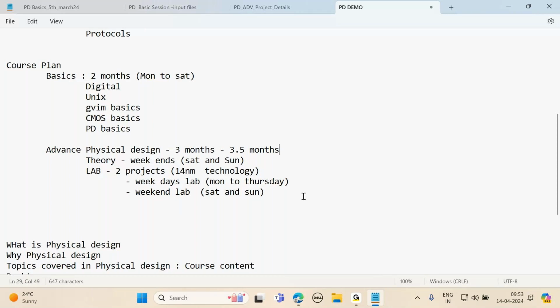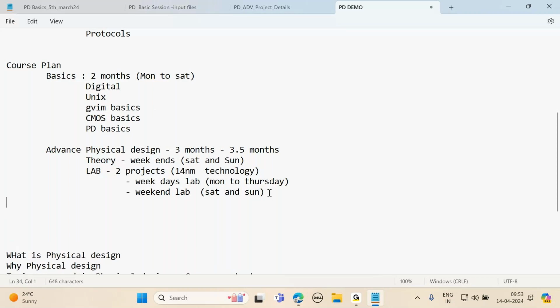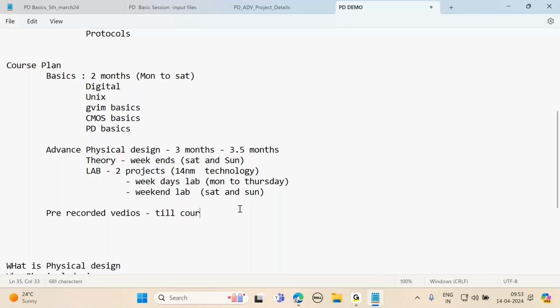For this reason, what VLSI Guru has done is he will give the live recorded videos. See, there are two videos. One is pre-recorded videos. Even these videos are given to the students. These pre-recorded videos are available till course end. It's pre-recorded, meaning the recording was done some other time, a year or six months before. But we will also give live recorded videos.